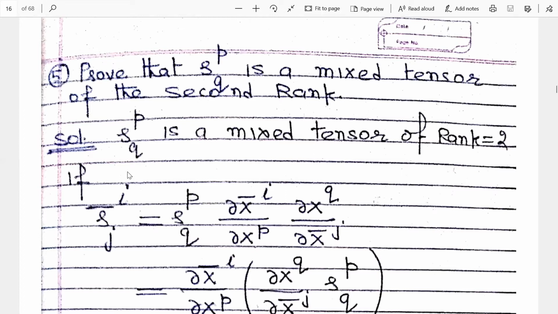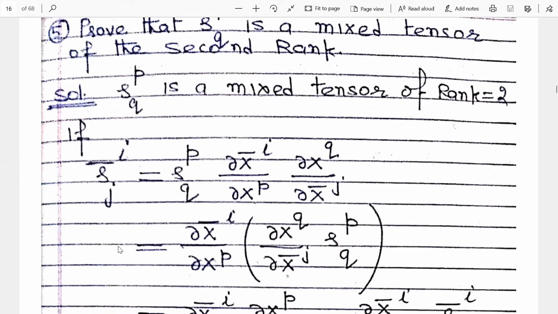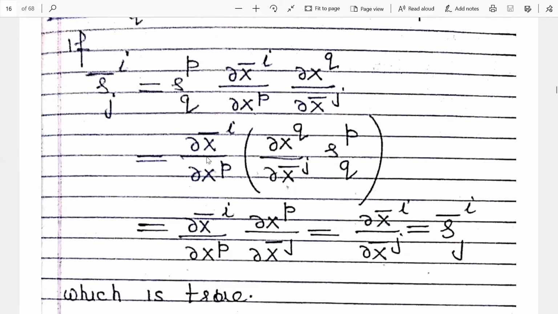Now, if it is a mixed tensor of rank 2, this can be written as delta bar ij, which is equal to delta pq by definition, ∂x̄^i/∂x^p, ∂x^q/∂x̄^j, right? Because one is contravariant and one is covariant. So this is by definition. Now from this, ∂x^q/∂x̄^j into delta pq.